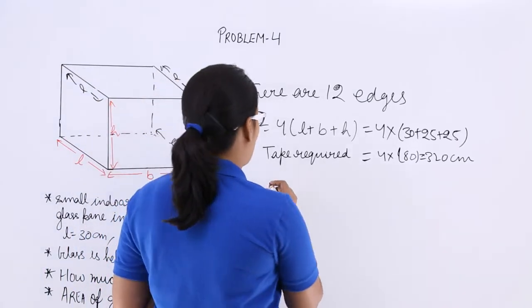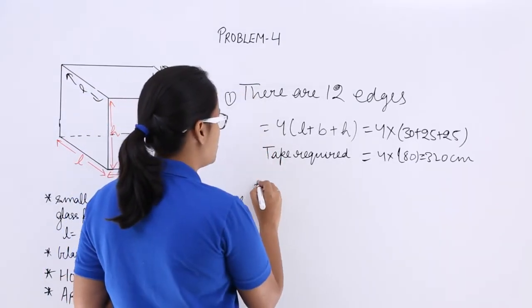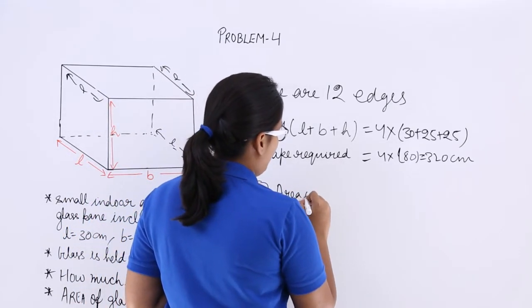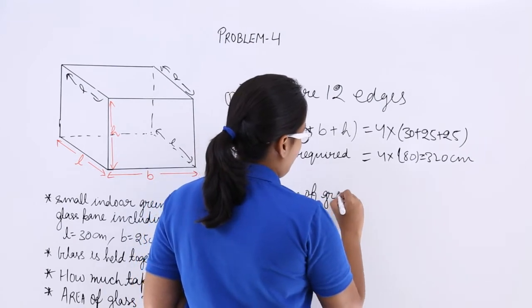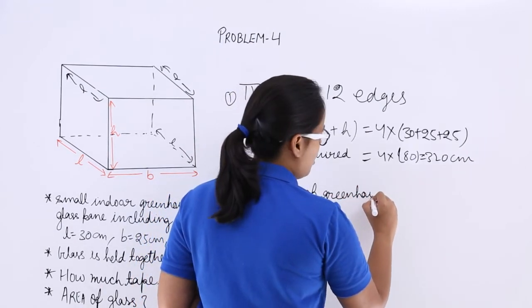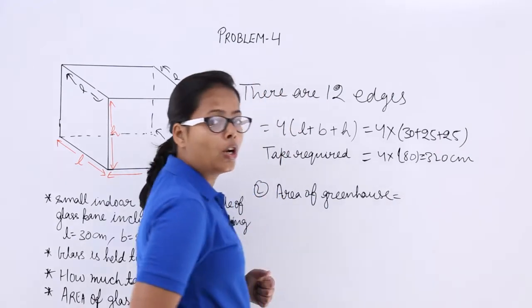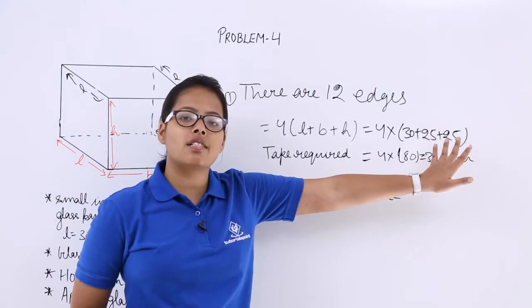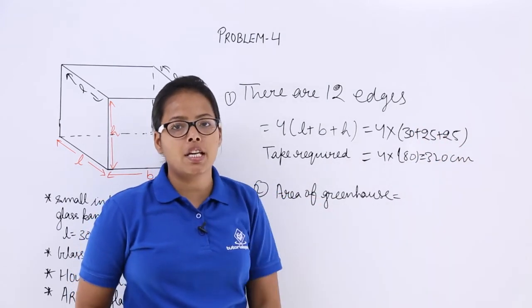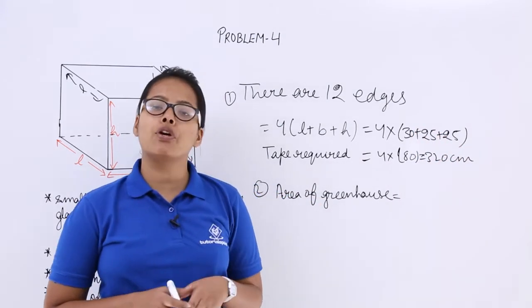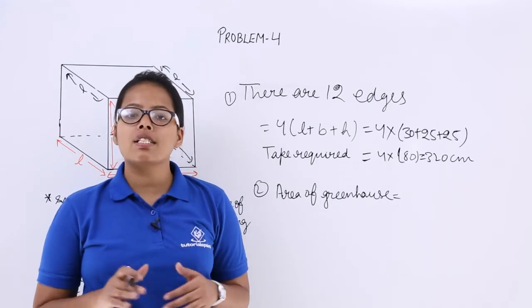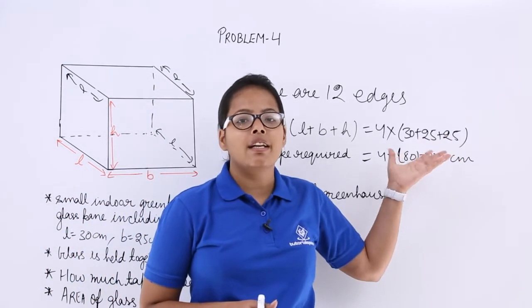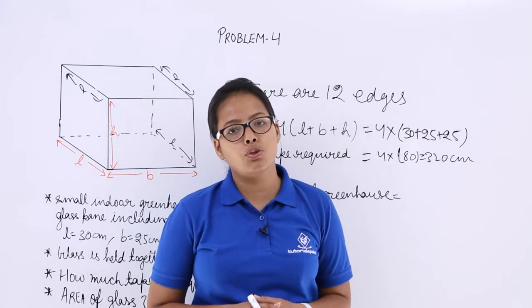So now what else do you need to calculate? You need to calculate the area of this greenhouse. The greenhouse is nothing but a cuboid, because these dimensions are unequal. Two dimensions are the same, but the third one is unequal. I told you the condition for a cuboid is either all the sides need to be unequal to each other, or one of the sides needs to be unequal to the other two sides.